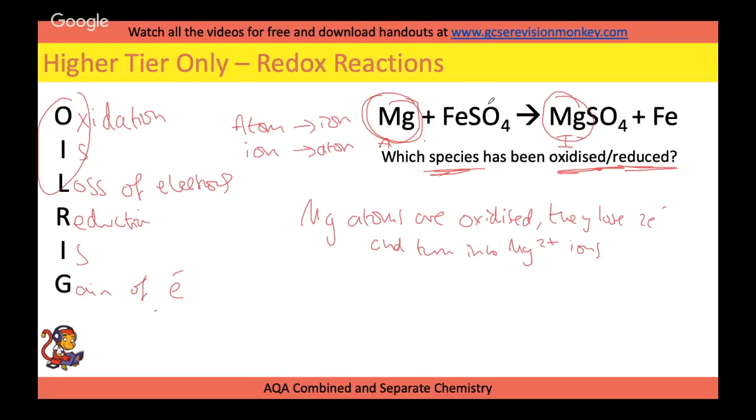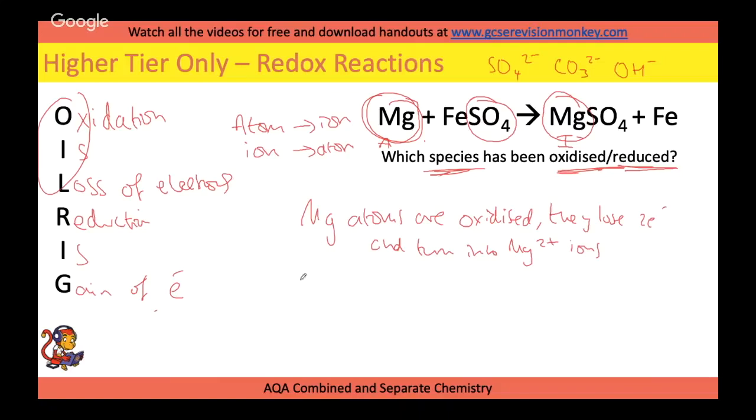Now I really recommend you understand the charges on 3 ions to help you out. SO4 has a charge of 2 minus. CO3 has a charge of 2 minus. OH has a charge of minus. Those 3 I would definitely recommend you learn for your exam.